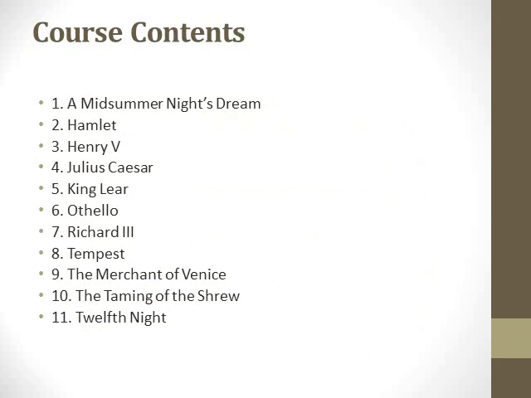Course contents. I have chosen 11 plays for this course. The first is A Midsummer Night's Dream, the second is Hamlet, the third is Henry V, the fourth is Julius Caesar, the fifth is King Lear, the sixth is Othello, the seventh is Richard III, the eighth is The Tempest, the ninth is The Merchant of Venice, the tenth is The Taming of the Shrew, and the eleventh is Twelfth Night.